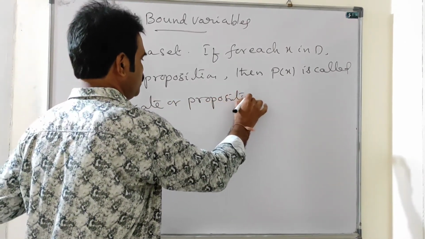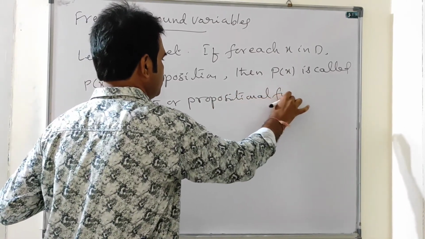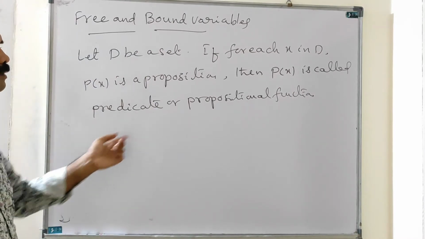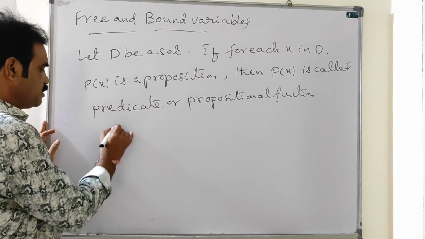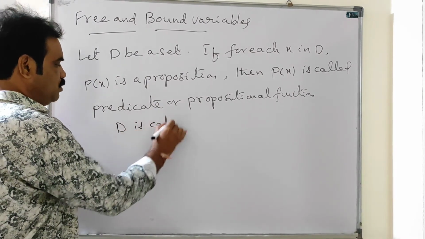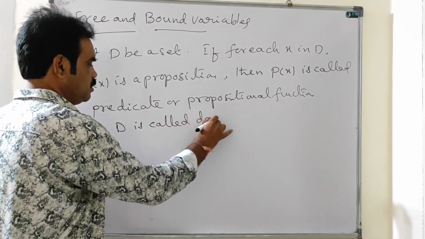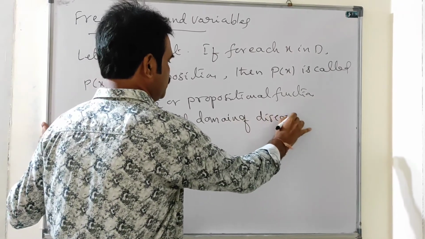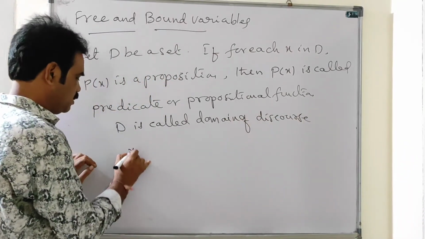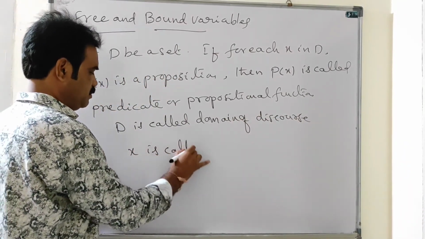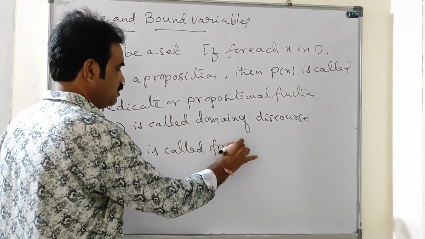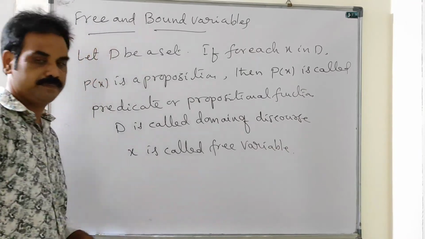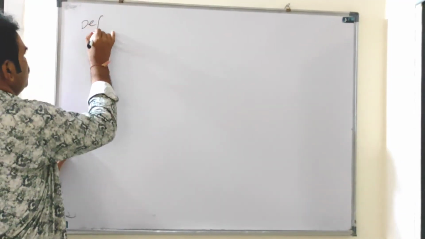P of x is called predicate function or propositional function. Here D is called the domain of discourse, and x is called a free variable. Understand? Next definition.